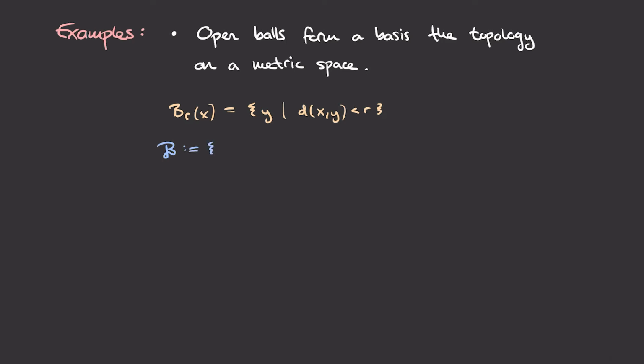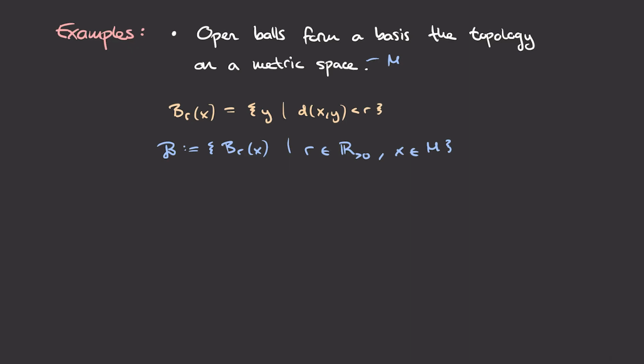This is the set of all open balls B sub r of x, where r is some positive real number, and x lies in our metric space, which we'll call M. Okay, and now the claim is that this set curly B of open balls forms a basis for the topology on the metric space. Why is this?